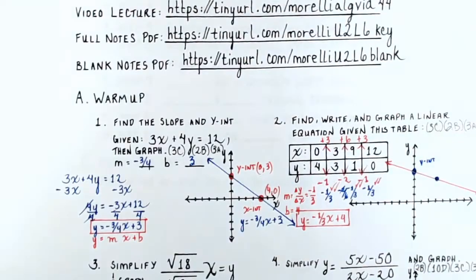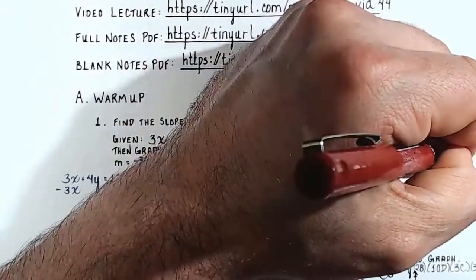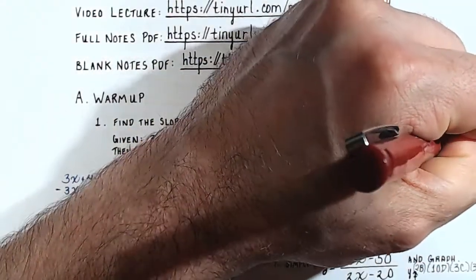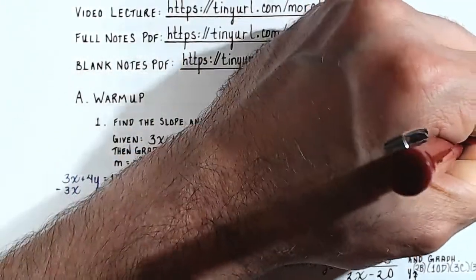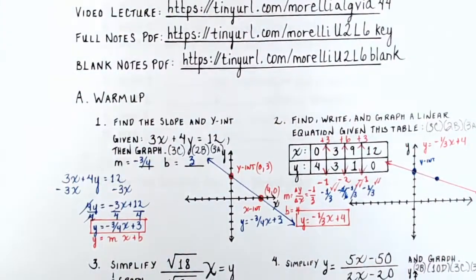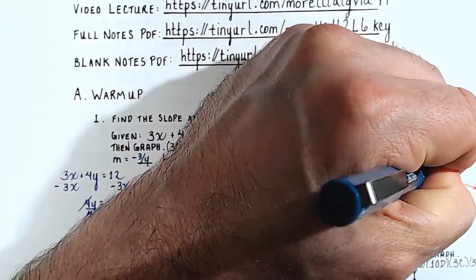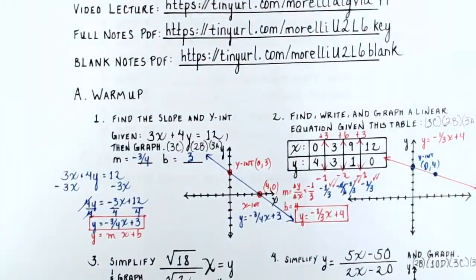And the equation for that line is y = -1/3 x + 4. And the coordinates of that y-intercept are (0, 4). Okay, we're done with number 2, and we'll move on to number 3.